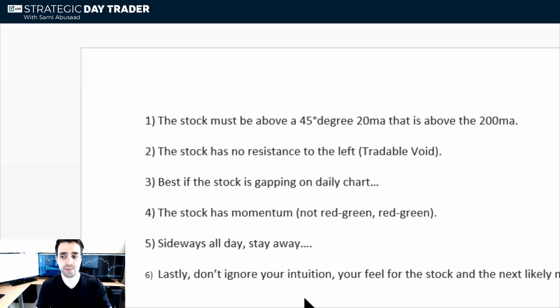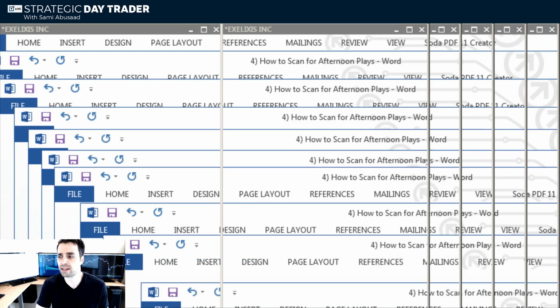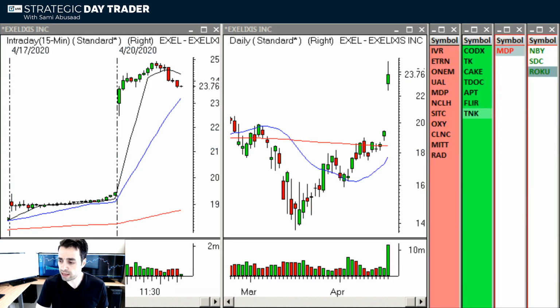It rhymes. And lastly, don't ignore your intuition or your feel for the stock and the next likely move, because I used to ignore how I felt about the stock, only to realize that the ones that felt good were the ones that worked the best. Even if your mind doesn't really recognize what's happening, if you look at the stock and say this stock is about to move, you might not recognize why, but don't ignore it. Watch it and see if that ends up being the case.